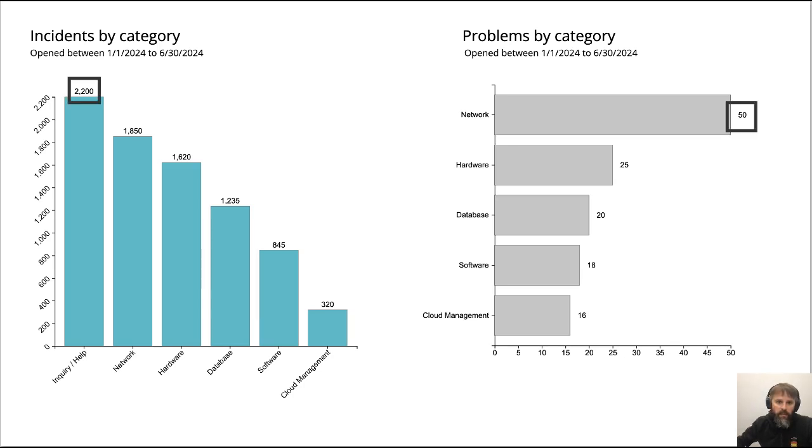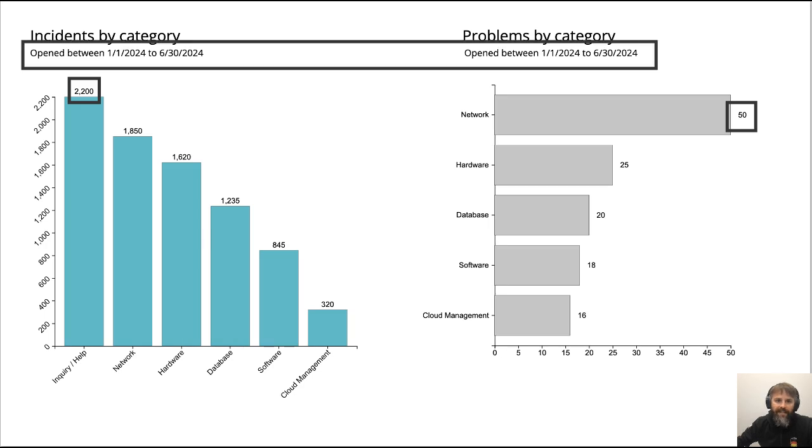I also started to put in the data labels so I know exactly the value of the bars of each graph. I did change the colors again so that I know there's two stories to be told. And then I also provided the dates that this was collected, open between January 1st of this year and the end of the second quarter, which is June 30th.